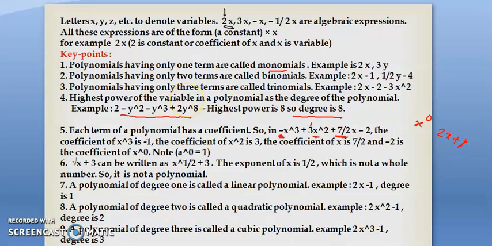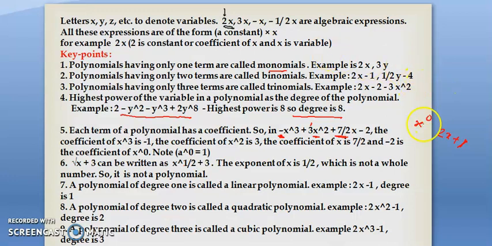Okay, now moving to point number 6, if I write root x plus 3, how can we write it? x raised to power half plus 3. So the exponent of x is half. If the exponent of any variable is not a whole number, then it is not a polynomial.